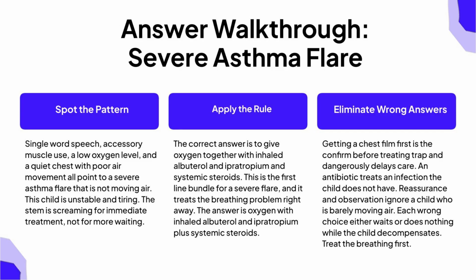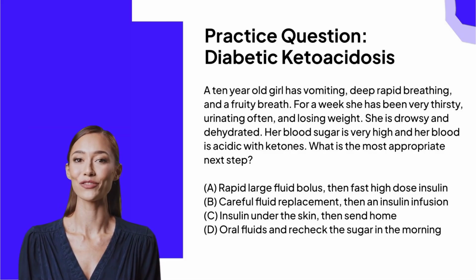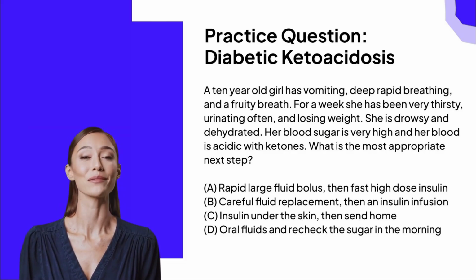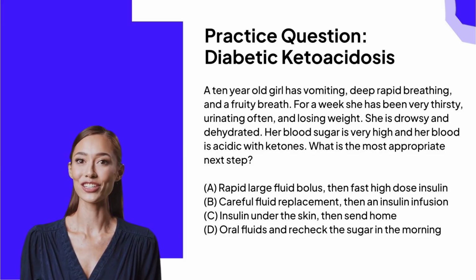Treat the breathing first, every time. Question 2. A 10-year-old girl arrives with vomiting, deep, rapid breathing, and a fruity smell on her breath. For the past week, she has been very thirsty, urinating often, and losing weight. She is drowsy, with dry lips and sunken eyes.